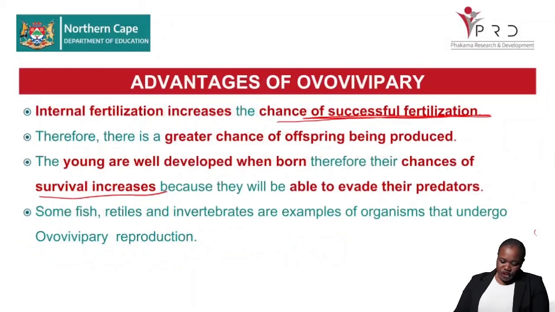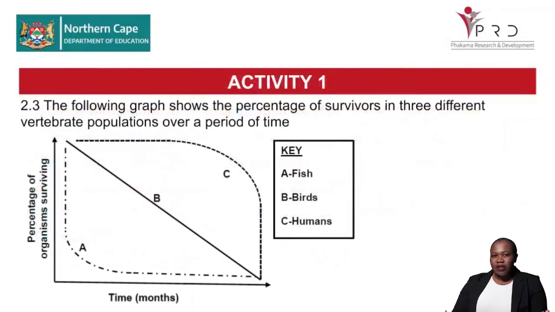Examples here, we have some fish, some reptiles, and some invertebrates. As we can see, we looked at a fish just now as one of the examples of that. We also do have fish that are an example of ovipary. So it doesn't mean all fish are ovoviviparous. There are those that are oviparous. Okay, let's have a look at our first activity.